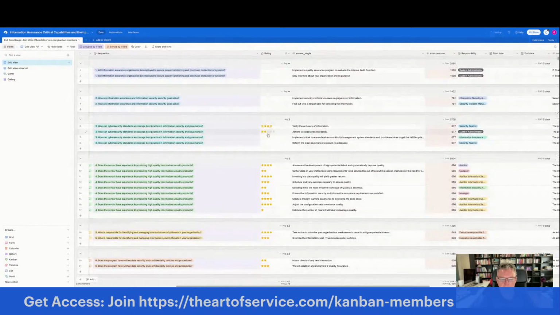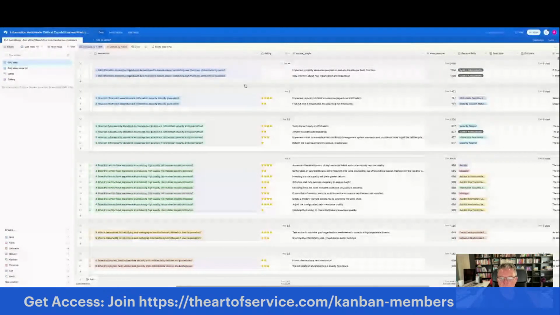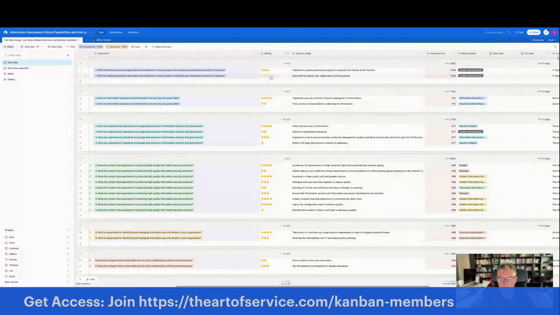Also, clicking this: verify the accuracy, adhere to established standards, implement a tool for business continuity management, reform the legal governance to ensure its adequacy. That's number one. Then the top two questions: how are information assurance and information security goals alike? Implement security controls to ensure segregation of information. Find out who's responsible for collecting the information. Yeah, let's do that. Will information assurance organization be employed to ensure proper functioning and continued protection of systems? Yeah. Stay informed about your organization and its purpose. Yeah, we're doing that, it's pretty good. We're doing that, pretty straightforward.